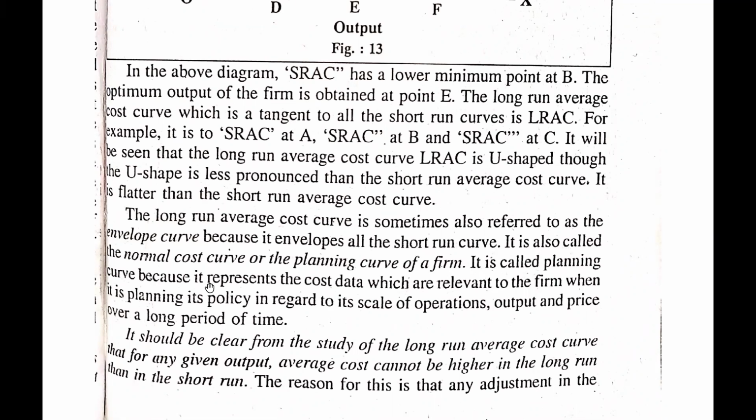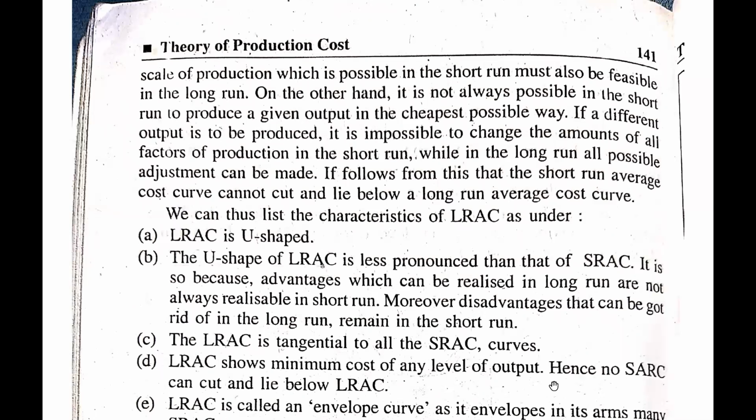It is called planning curve because it represents the cost data which are relevant to the firm when it is planning its policy in regard to its scales of operation, output and price over a long period of time. So guys, let's see. It should be clear from the study of the long run average cost curve that for any given output, average cost cannot be higher in the long run than in the short run. The reason for this is that any adjustment in the scale of production which is possible in the short run must also be feasible in the long run.